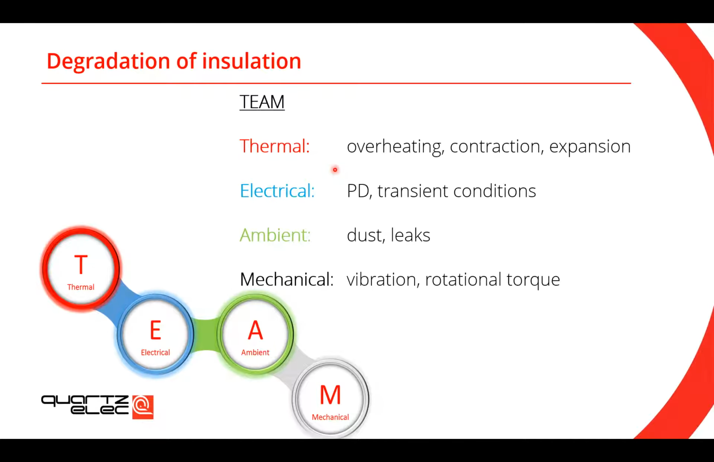Now, the most important bit for you as an operator is to understand what causes degradation of your insulation system. In English, we call that TEAM, and it's thermal, electrical, ambient, as well as mechanical impact on your insulation system. And over the next few slides, we're going to go into details and explain what's behind the thermal, electrical, ambient, and mechanical.